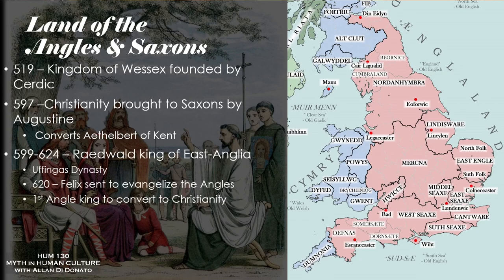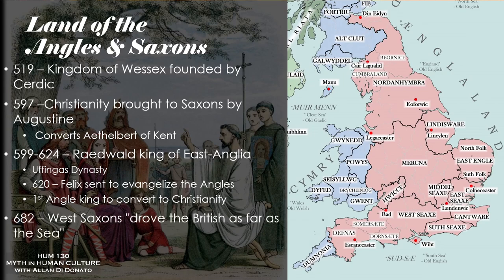The next figure that I'm going to mention, and this is going to be more relevant to the story of Beowulf, is a guy by the name of Redwald, who's king of East Anglia, part of what's known as the Wuffingas dynasty. In East Anglia, you can see on the eastern portion of Britain on the map on the screen. Okay, his date's 599 to 624. Around 620, we hear of a missionary by the name of Felix, who is sent to evangelize the Angles, and Raedwald actually is the first Angle king to convert to Christianity. All right, so that's going to be important.